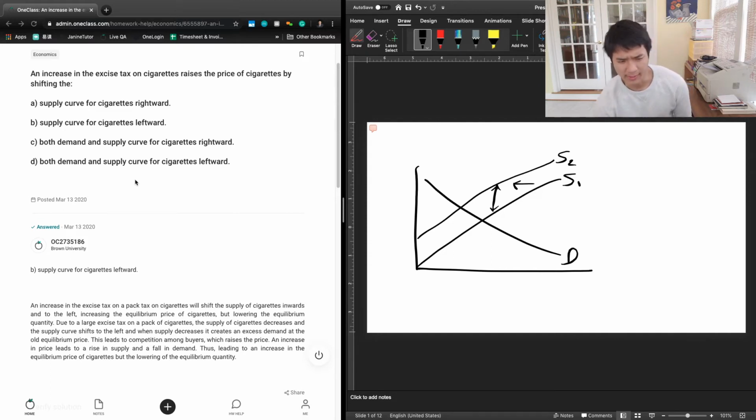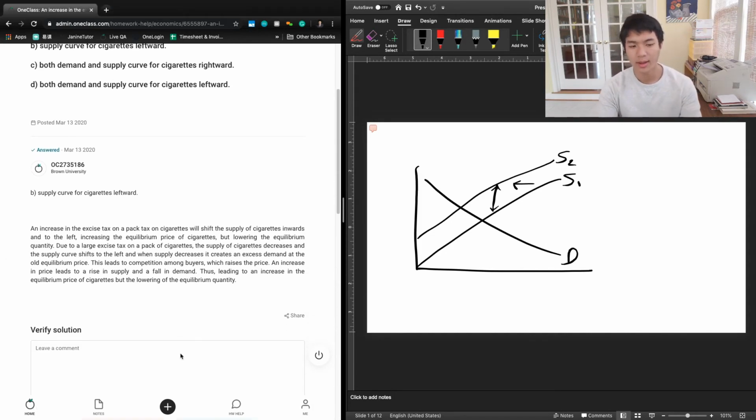Due to a large excise tax on a pack of cigarettes, the supply of cigarettes decreases and the supply curve shifts to the left. And when supply decreases, it creates an excess demand at the old equilibrium price. This leads to competition among buyers, which raises the price. An increase in price leads to a rise in supply and a fall in demand, thus leading to an increase in the equilibrium price, but lowering of the equilibrium quantity.